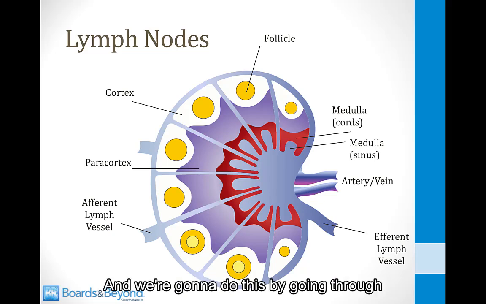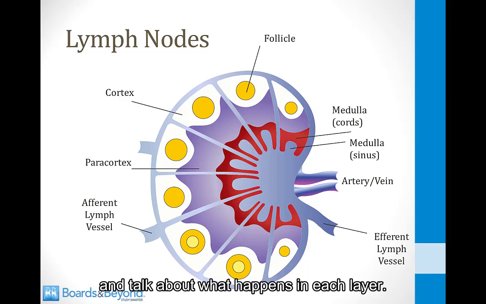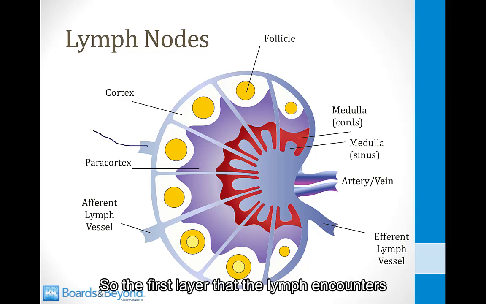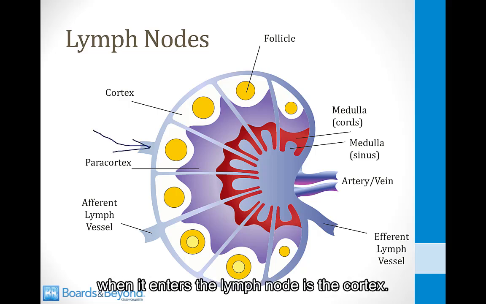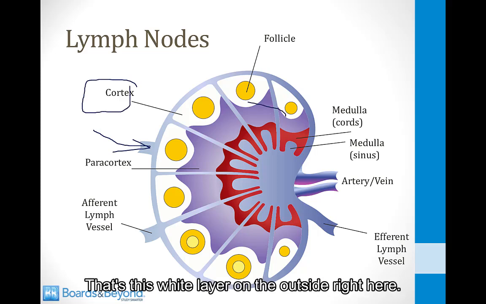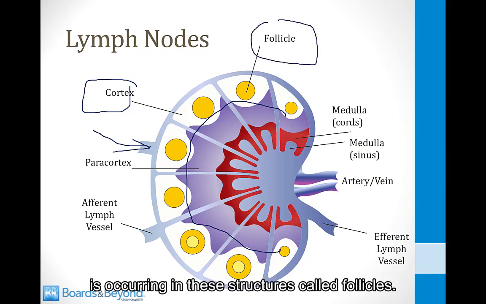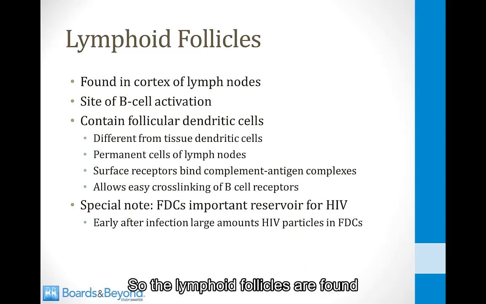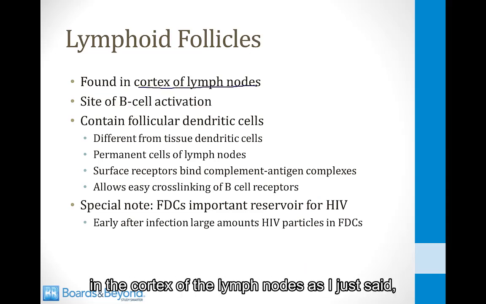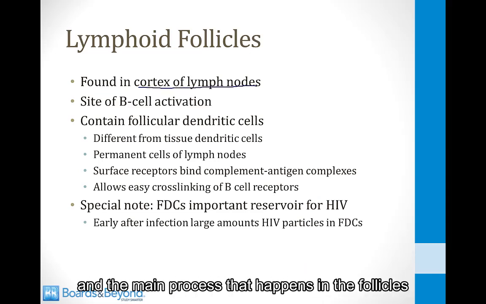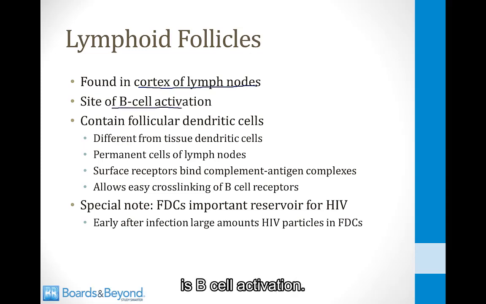And we're going to do this by going through the three different layers and talk about what happens in each layer. So the first layer that the lymph encounters when it enters the lymph node is the cortex. That's this white layer on the outside right here. And all of the immune system action in the cortex is occurring in these structures called follicles. So the lymphoid follicles are found in the cortex of the lymph nodes, as I just said, and the main process that happens in the follicles is B cell activation.